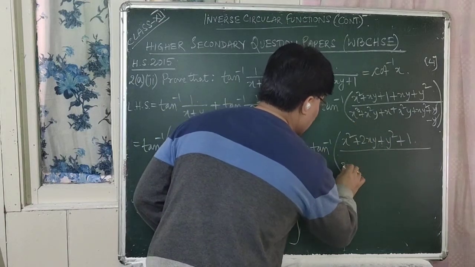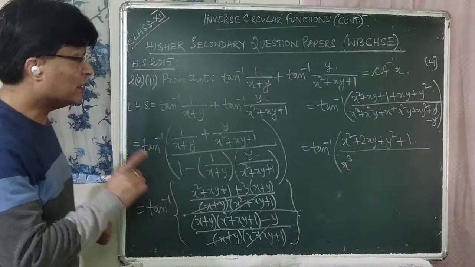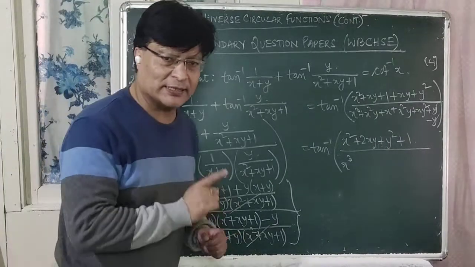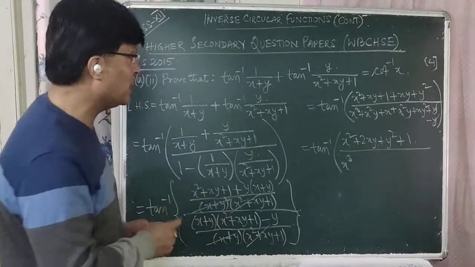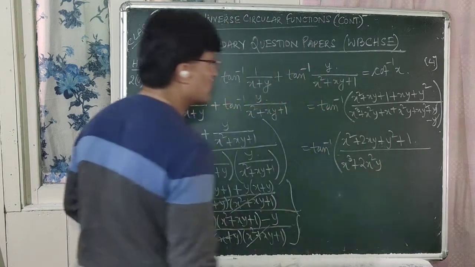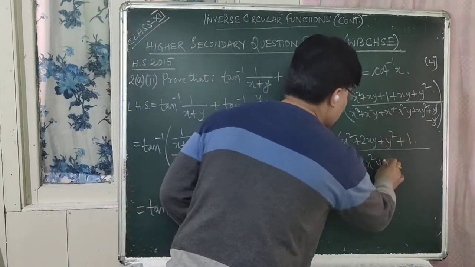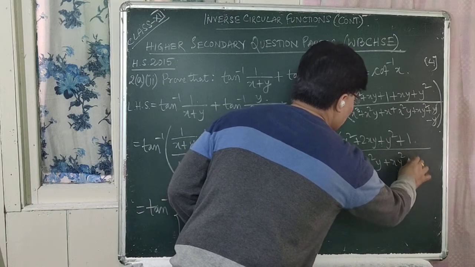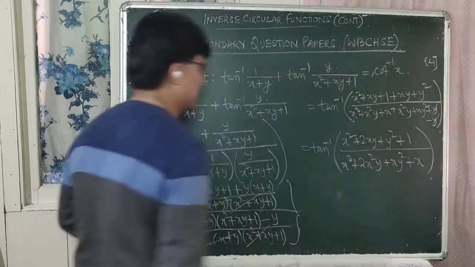You can write here x cube, right? Then x square y plus x square y. Same sign, similar terms can be added. Plus 2x square y, then write down plus xy square. Then the last term is x.